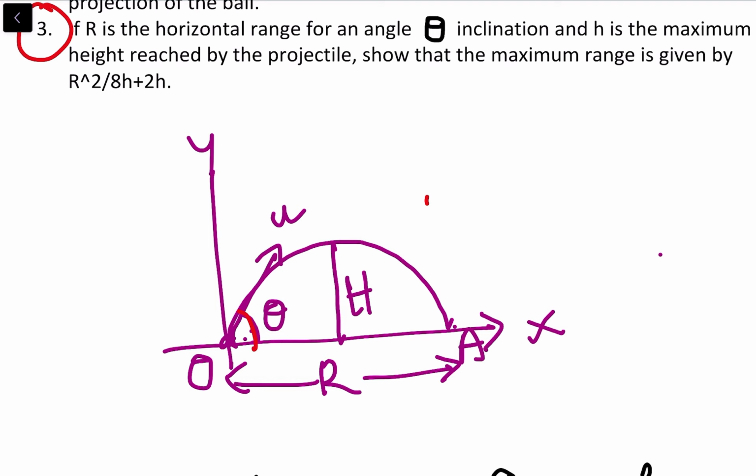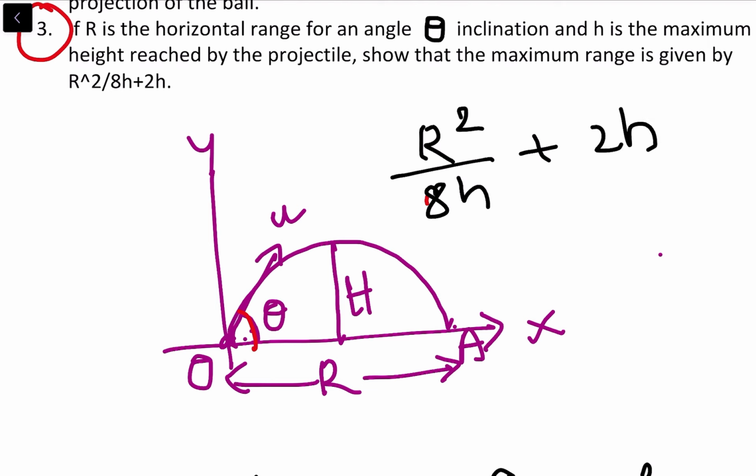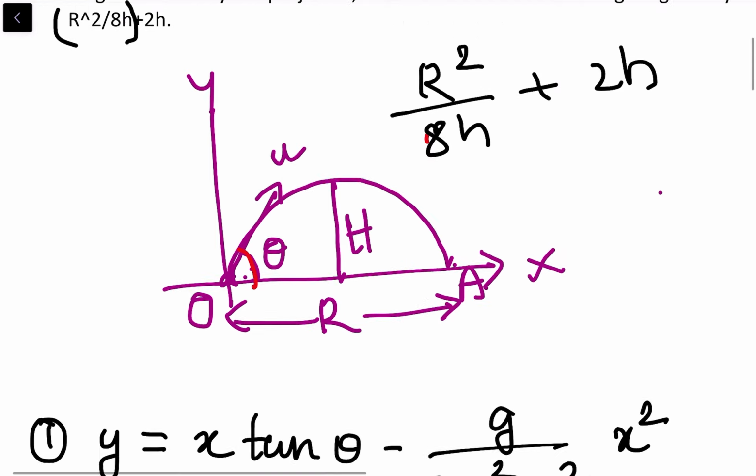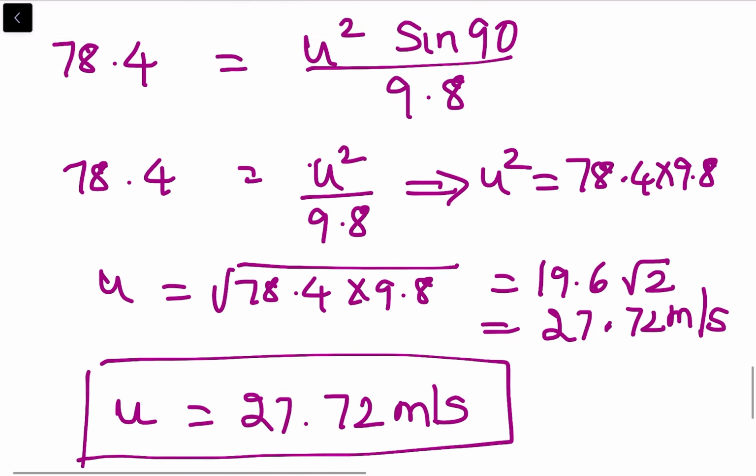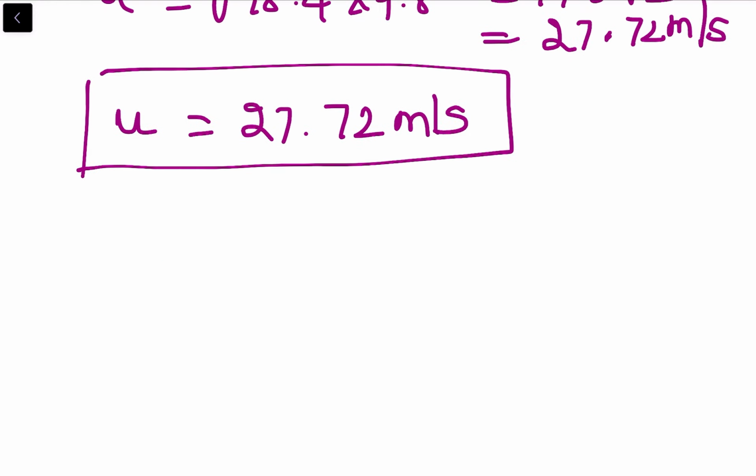that the maximum range is given by R square by 8H plus 2H. So that is the problem you have to do now. You have to show that the maximum range is R square by 8H plus 2H. Shall we start doing that? So let's go for the solution of the third problem.